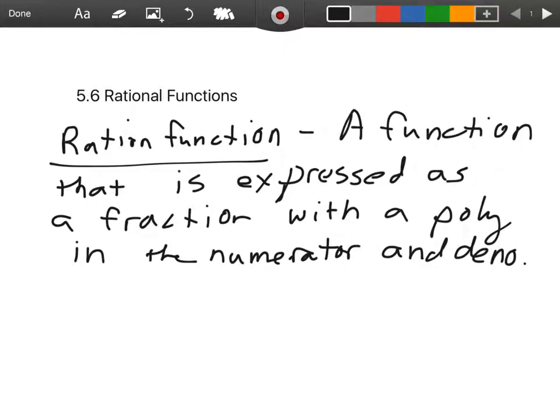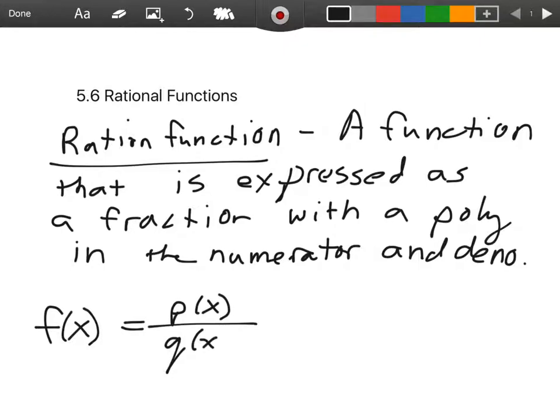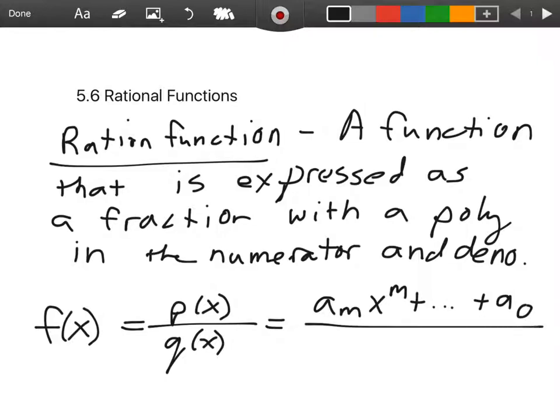Okay, so for example, say f of x is a rational function. We have some p of x over some q of x, where each of those are polynomials. So we'll say this is a sub m, x to the m, all the way down to a sub naught, and then b sub n times x to the n, all the way down to b sub naught.